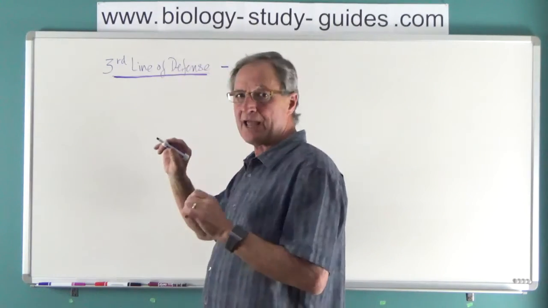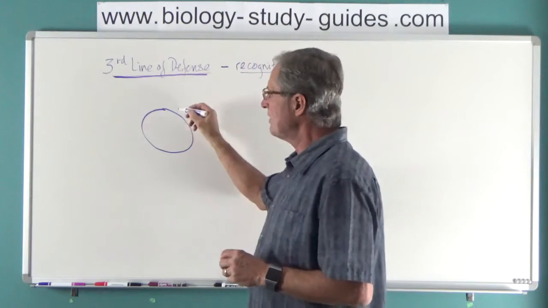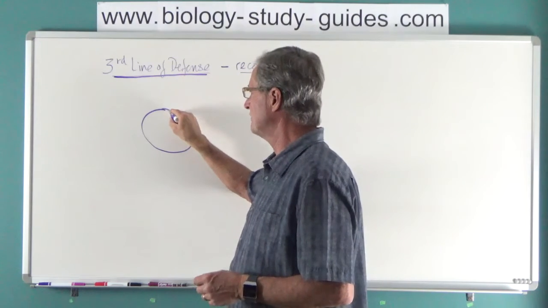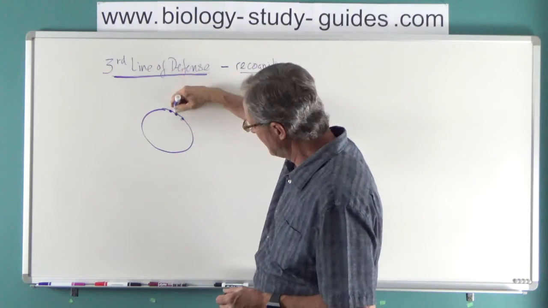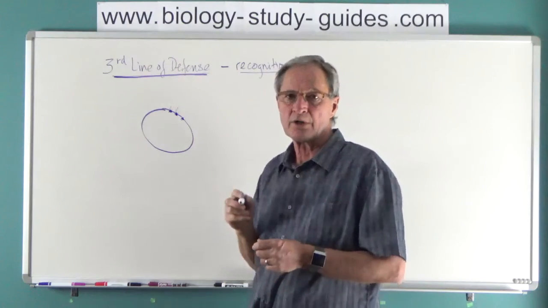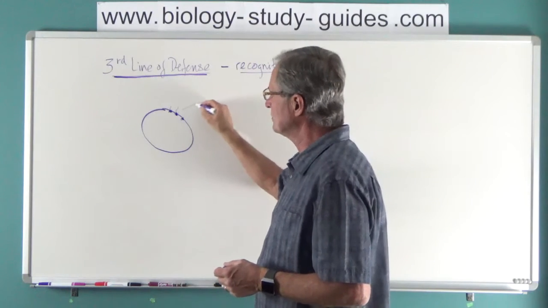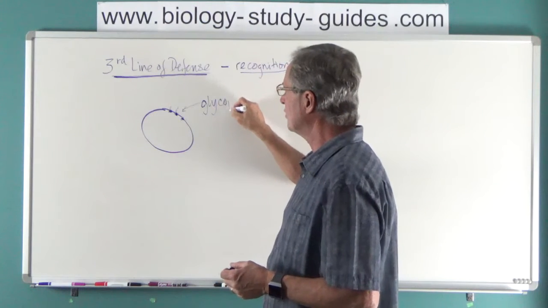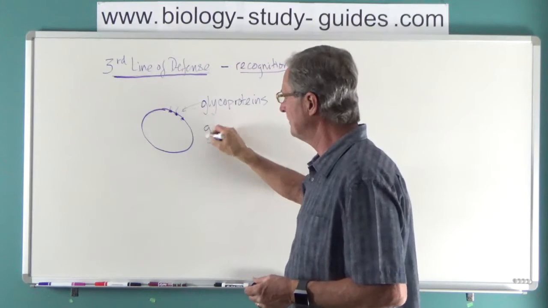If we consider any cell, let's think of this as a cell, the cell membrane of these cells has a phospholipid bilayer and proteins dispersed in it. And many of these proteins, say these are proteins in the membrane, many of these proteins have short carbohydrate chains sticking out from them. These things are called glycoproteins. There's also glycolipids.